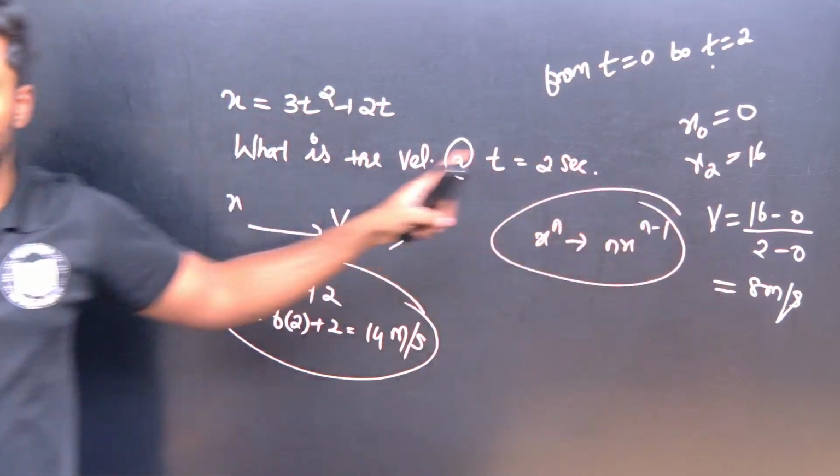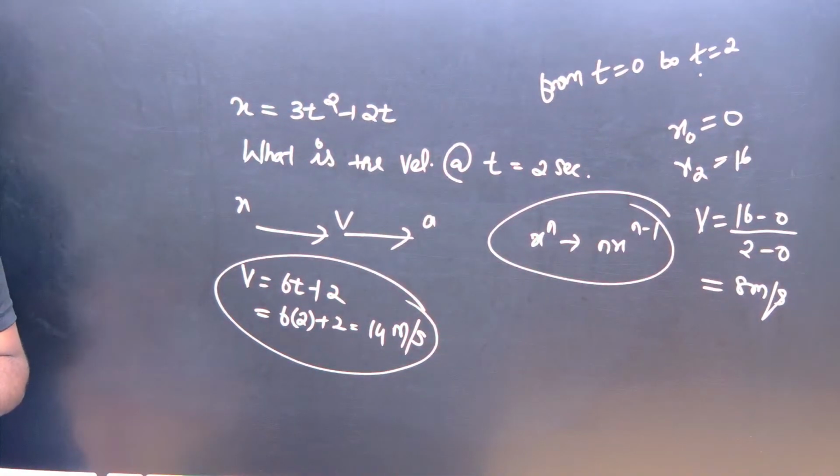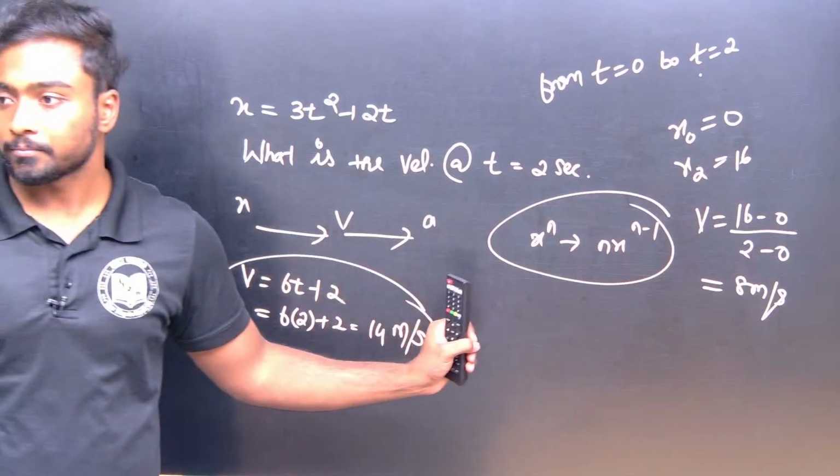Whenever I am getting it from this time to this time, like this I need to do. Otherwise, if they are asking velocity at that moment, what should I do? Differentiation I need to do. Okay, differentiation. Any doubt in this?